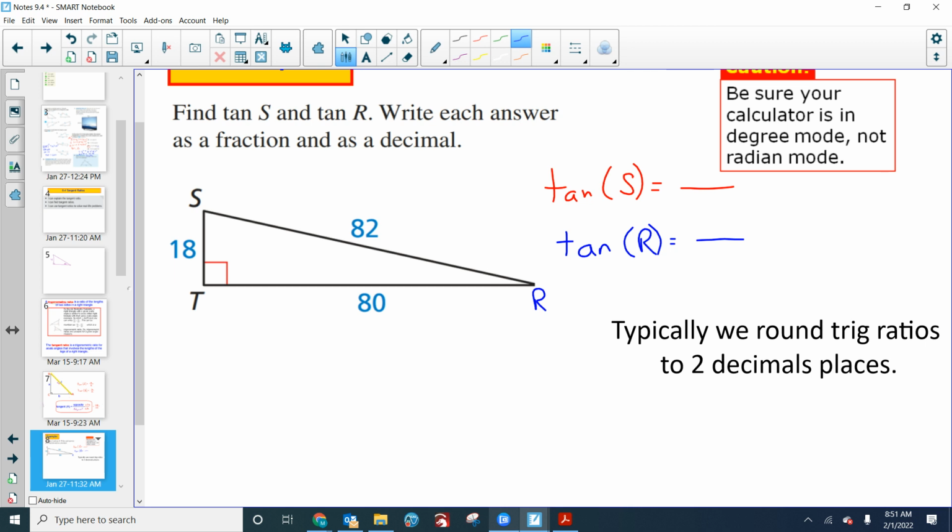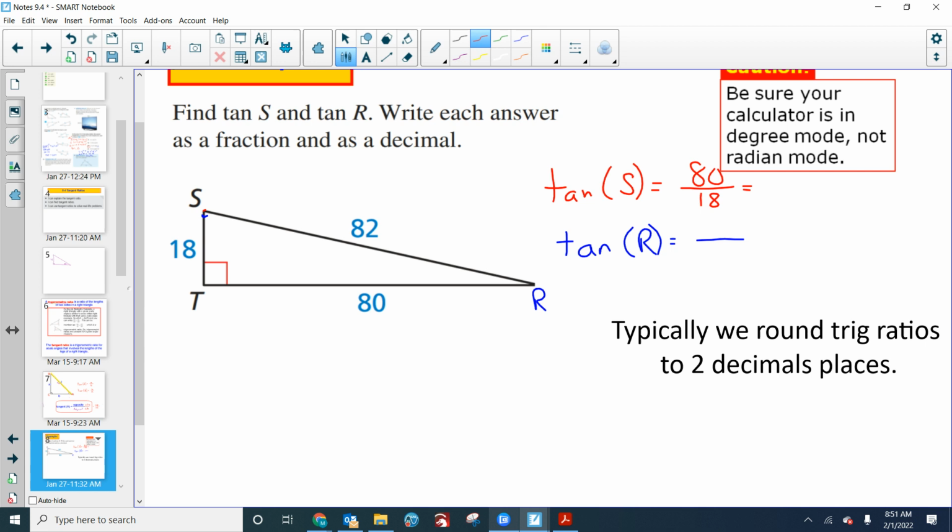All right, the tangent of S. Where should our pencils go? On angle S. What's the tangent ratio? Opposite over adjacent. What's the opposite side from angle S? 80. What's the adjacent side to angle S? 18. There's your ratio.